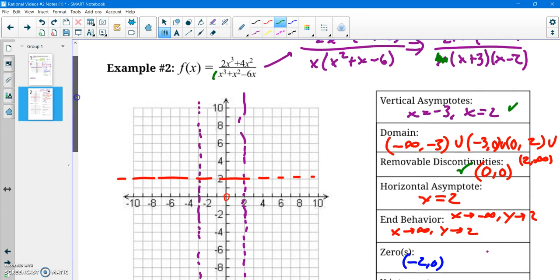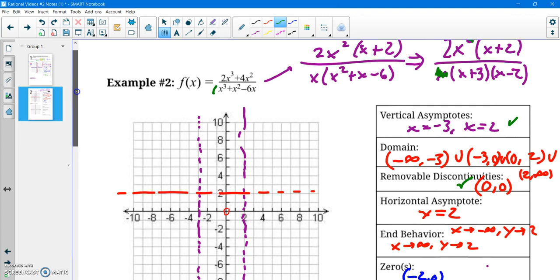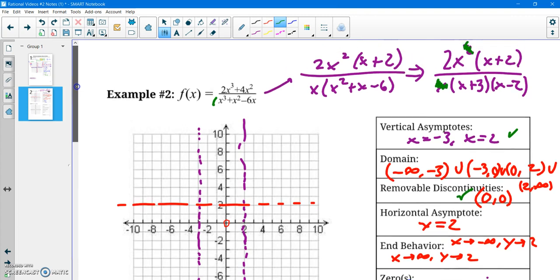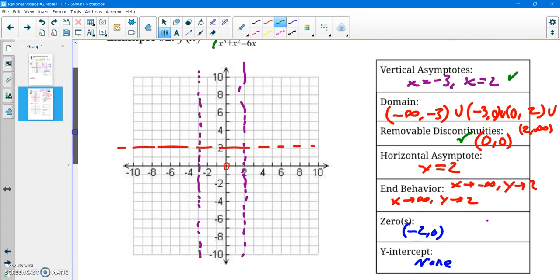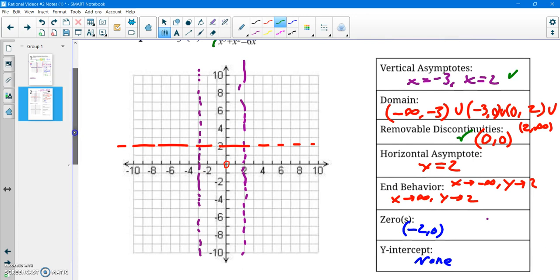To figure out my zeros, again, I set my numerator equal to 0. That happens at -2 and 0, except I already have a hole there. So don't forget about that. It's not actually a point on my graph. I should add that -2, 0 to my graph there.